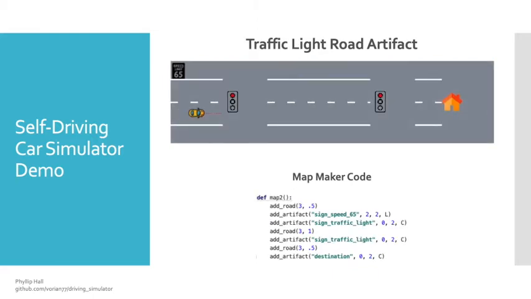In this map, the first and second roads contain a traffic light road artifact. The traffic light road artifact cycles between green and red traffic signals.